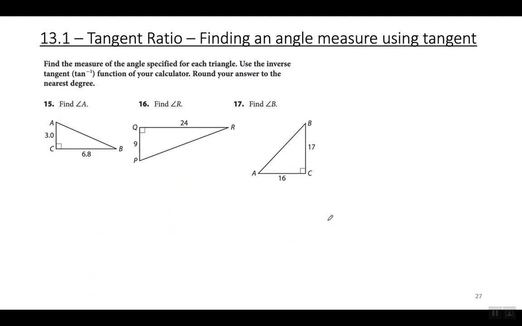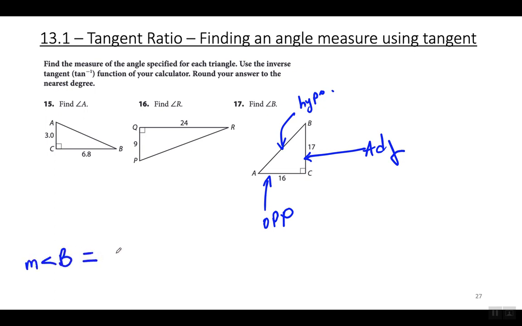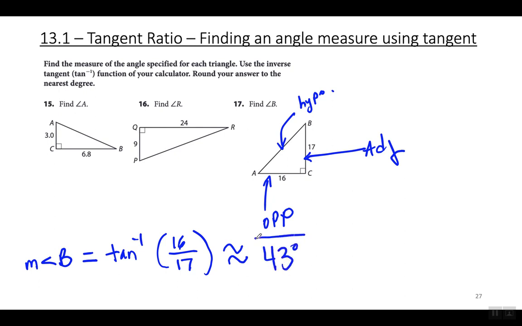And the last one, number 17, find the measure of angle B. So again, this is the hypotenuse. From the point of view of angle B, this is the adjacent side, and this is the opposite side. So the measure of angle B is going to equal the inverse tangent of the opposite side divided by the adjacent side of 16 divided by 17. So in your calculator, do 16 divided by 17 equals, and then hit the inverse tangent button, and you get approximately 43 degrees.